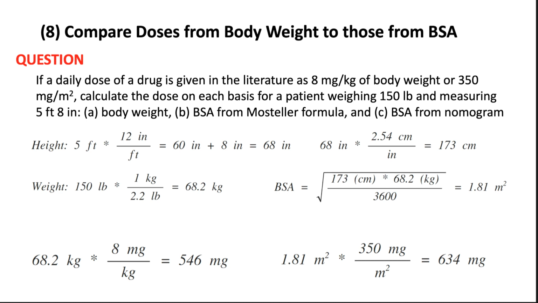Now let's base the dose off of body surface area. Take the calculated body surface area of 1.81 meters squared times the correct dosing schedule for the body surface area, which was 350 milligrams per meter squared, the meters squared cancel. So therefore 1.81 times 350 gives you 638 milligrams. All right. So you can see they're close, but not exactly the same. But those are the two different ways for this drug you can calculate the dose this patient needs.